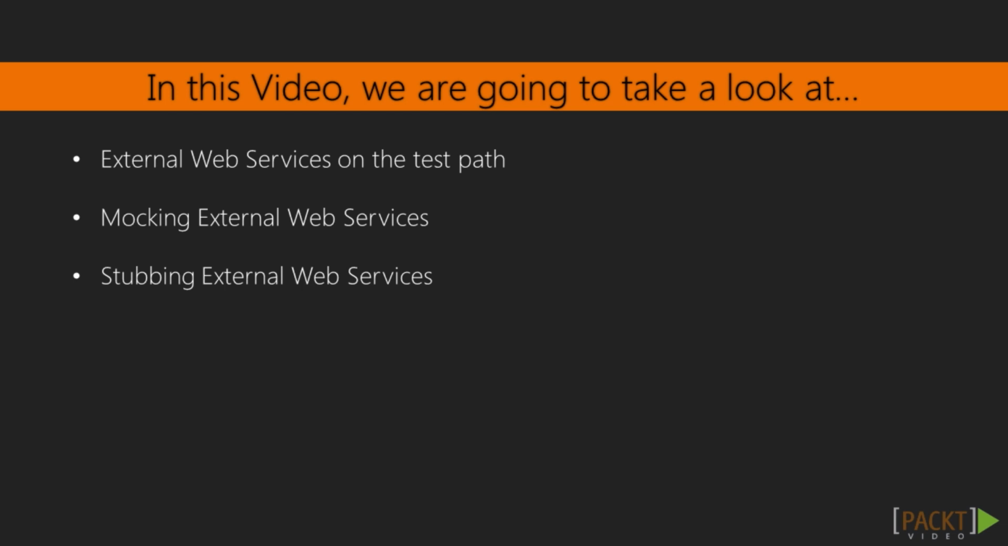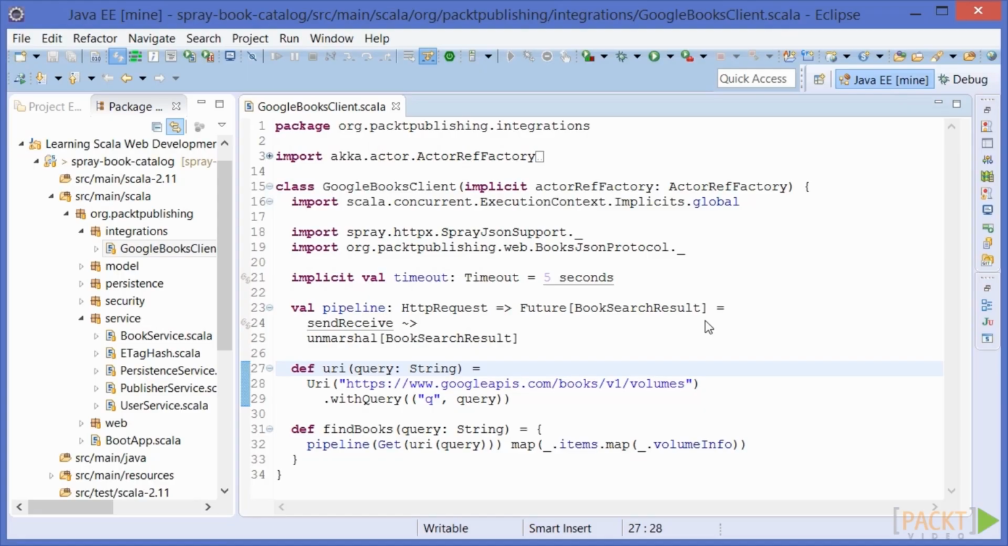Also, we are going to discuss some common techniques in order to avoid calling external web services during the test case executions, nonetheless ensuring that the code we have written is well tested. In the previous video, we have seen some snippets of our client for Google Books Search API. But essentially, the complete version does look exactly the same. Simple and readable, thanks to Spray Client pipelining.